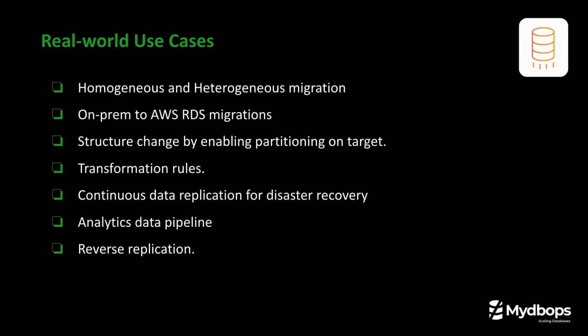DMS can also be used for continuous replication, which is very useful during disaster recovery. DMS also supports the analytics pipeline. Moving data from the source database to a data warehouse is easy, and it keeps the analytics team from using the production database. In case of any issue, DMS supports reverse replication as a rollback mechanism.